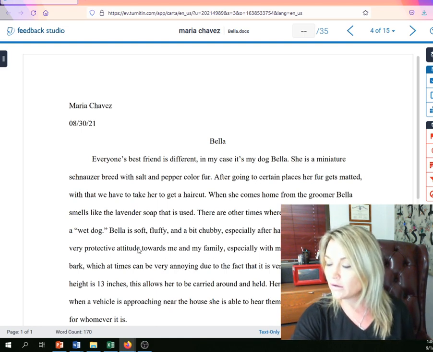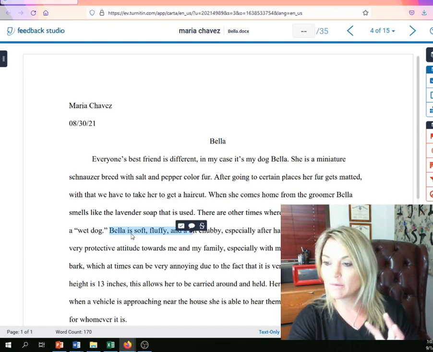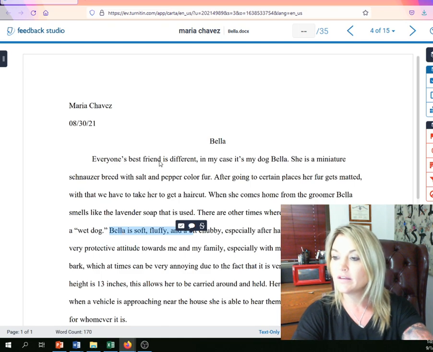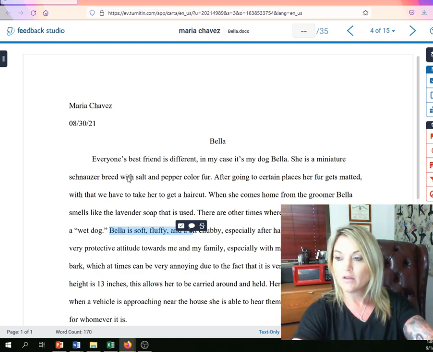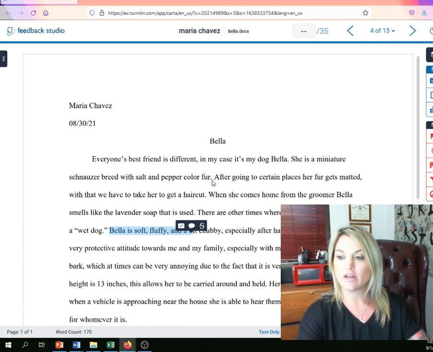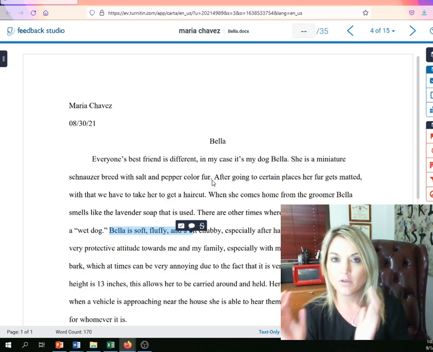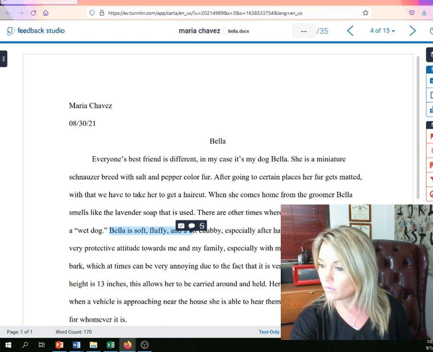Right here you're talking about what she looks like, but you already talked about that up here with it being salt and pepper color fur. So I would have moved this right here because you're describing what she looks like up here with the salt and pepper fur. Talking about her fur color and then it being soft and fluffy, those go together. So I would have moved that up there. Let's see here.